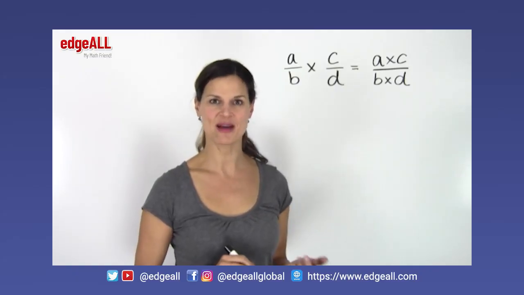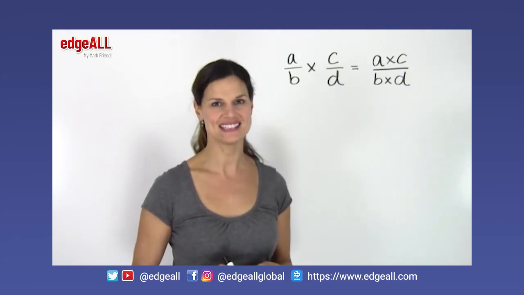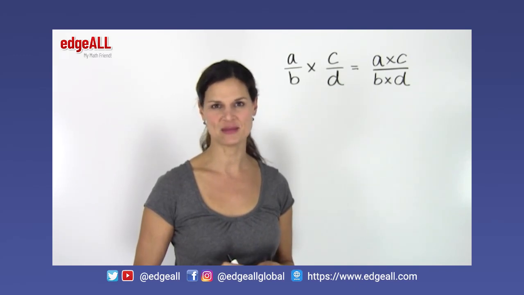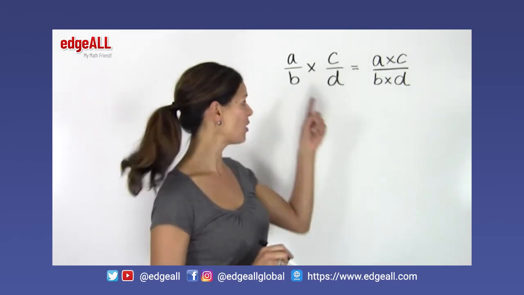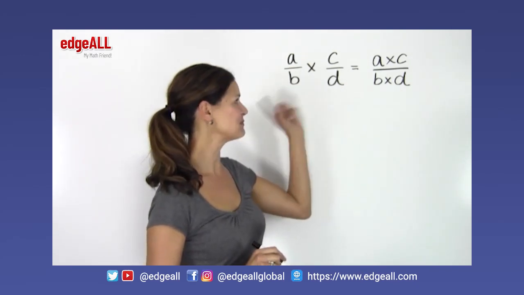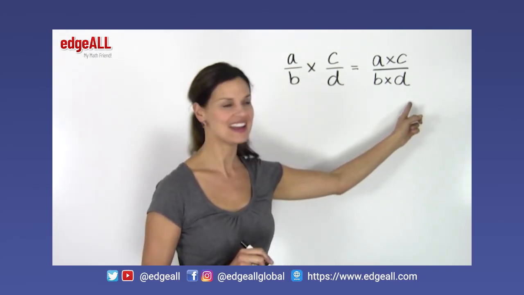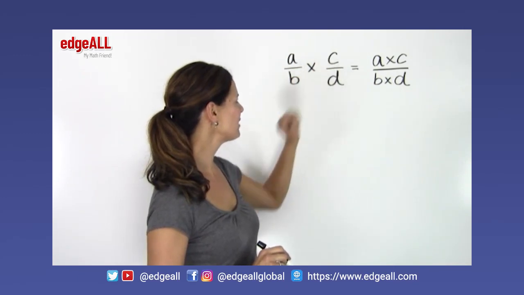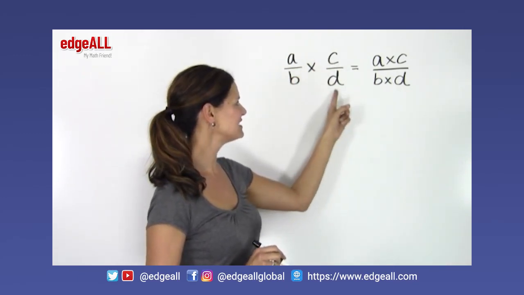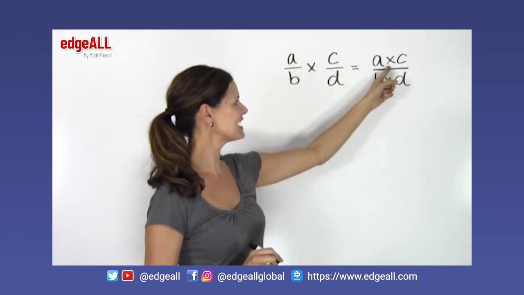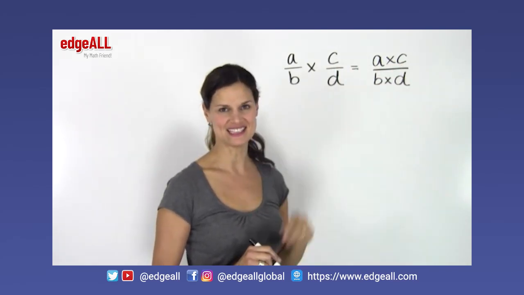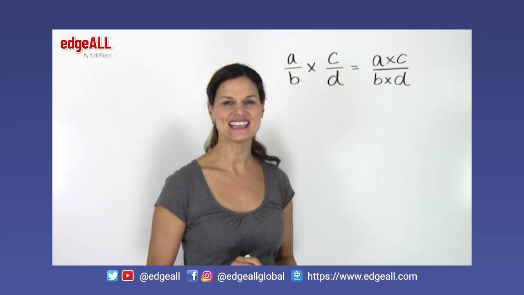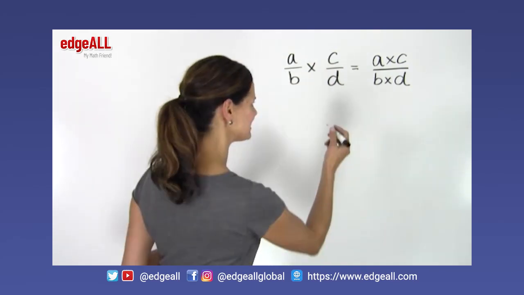Multiplying fractions by fractions is really simple and requires no preliminary steps. Simply line up the fractions horizontally and multiply across. Numerator by numerator, denominator by denominator. So A times C in the numerator and B times D in the denominator. Let's look at an example using real numbers.